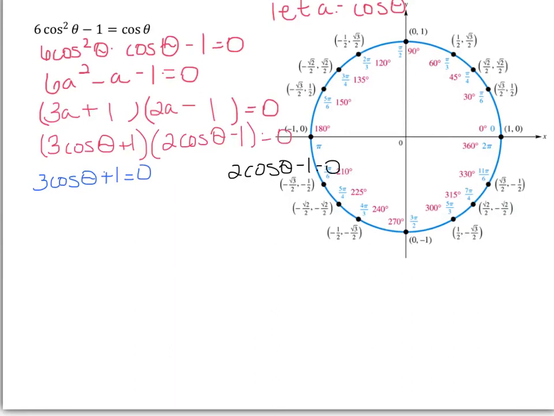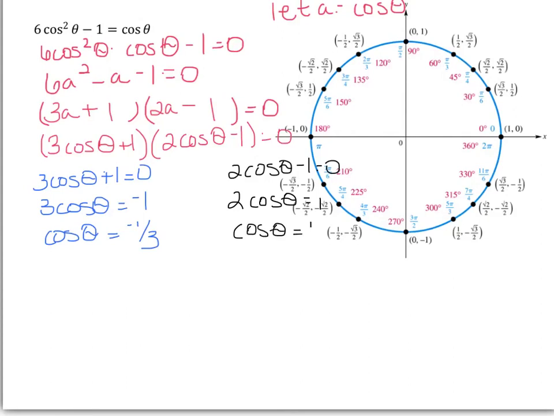So now I just solve this just like I solved the last one. I would have 3 cosine of theta is equal to -1. I would have cosine of theta is equal to -1/3. On the other side of this, we have 2 cosine of theta equals 1, so that cosine of theta is equal to 1/2.